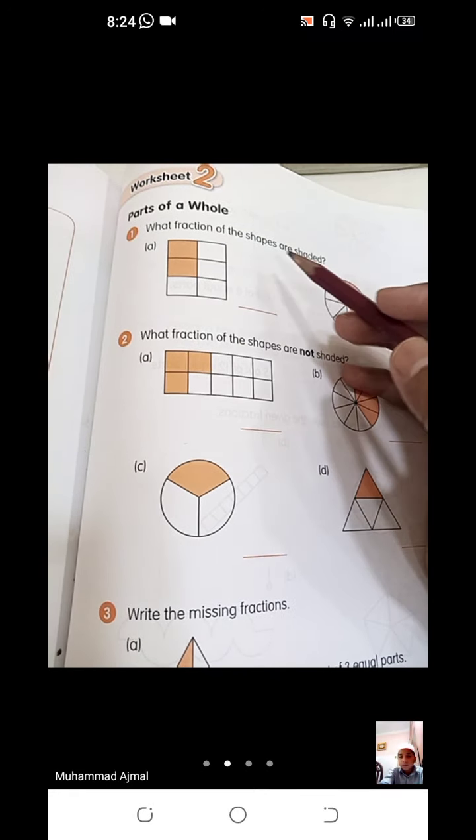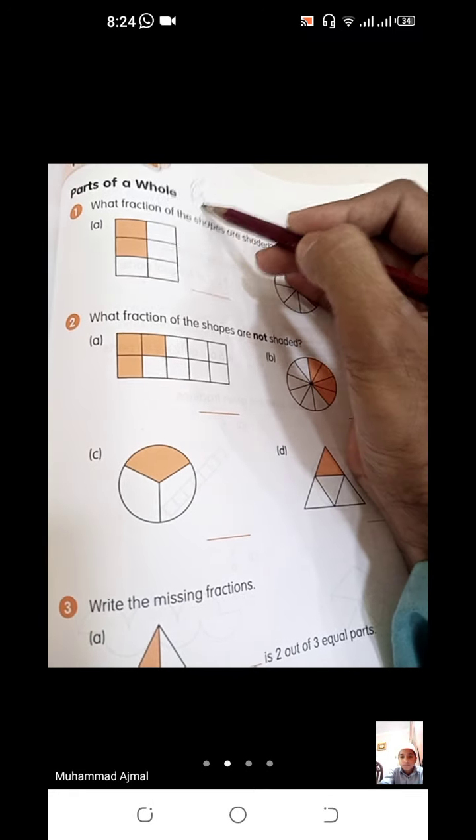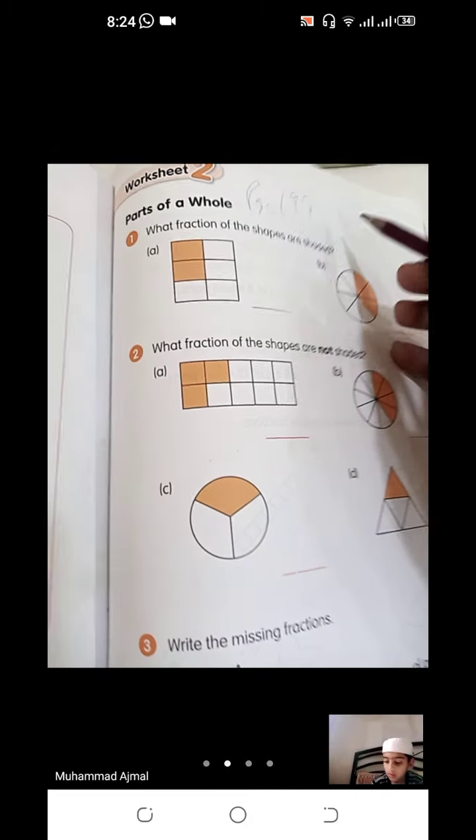197 is the same, okay? 197 is the same. What fraction of the shapes are shaded? Page 197, page 197.